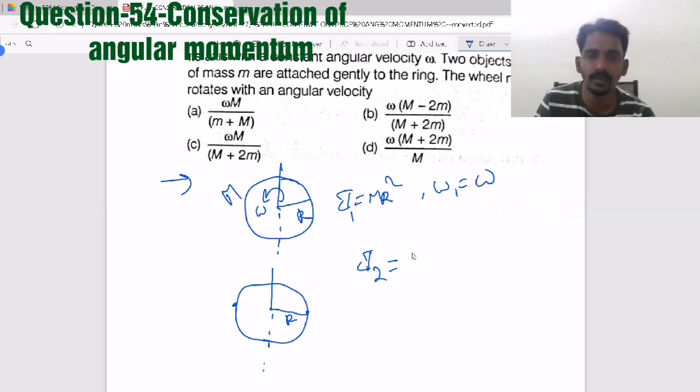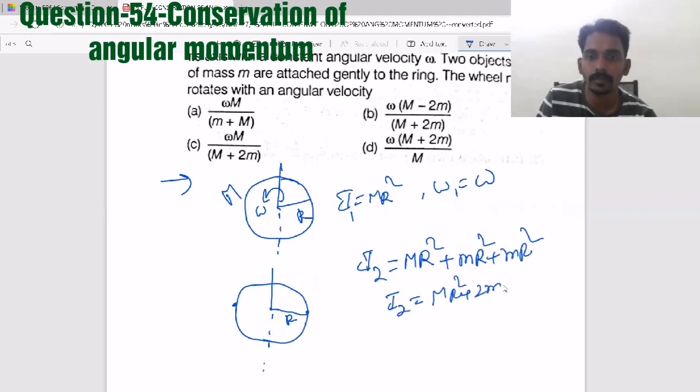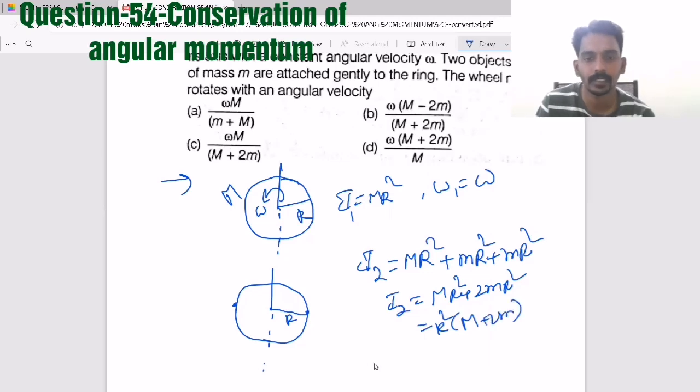So that I2 will become the ring moment of inertia, same, but the small mass moment of inertia is mr square, plus mr square. So that it will become mr square plus 2mr square. Now, if you take r square common, m plus 2m.